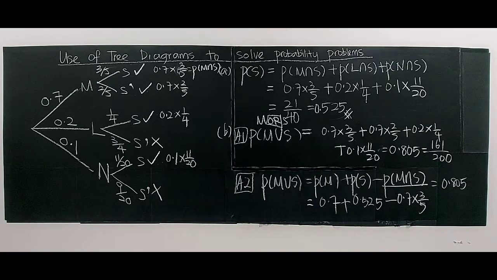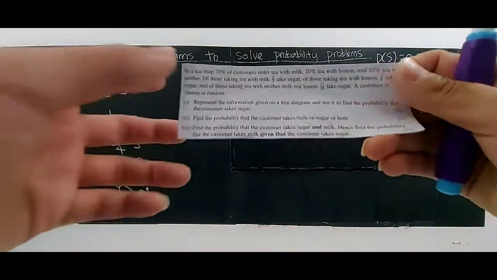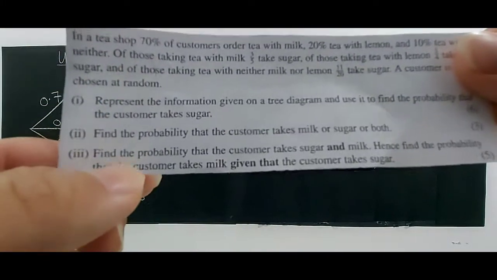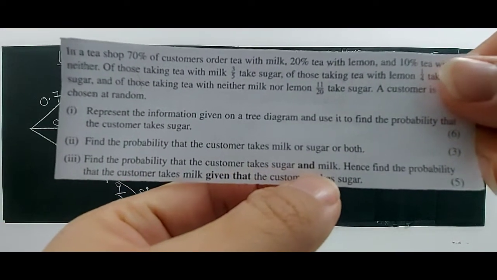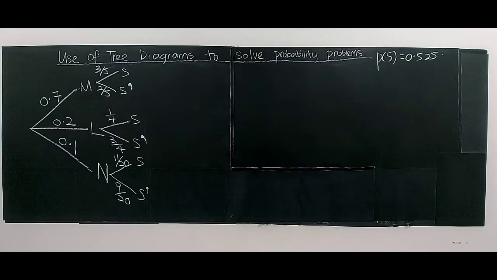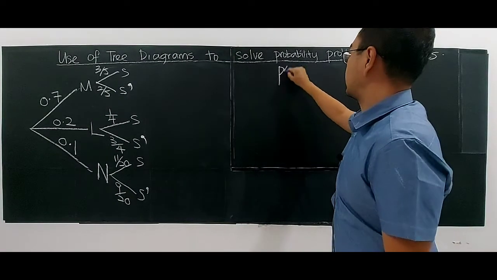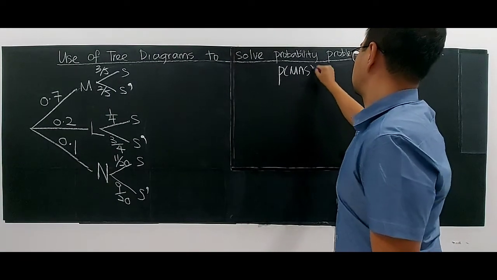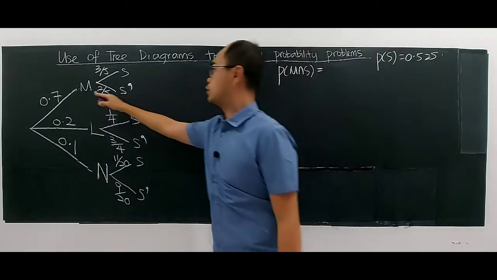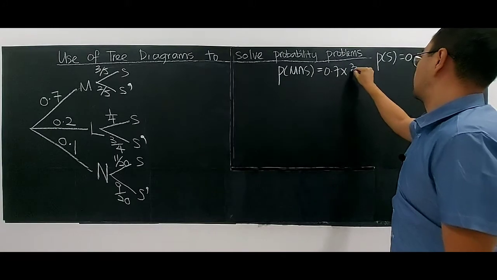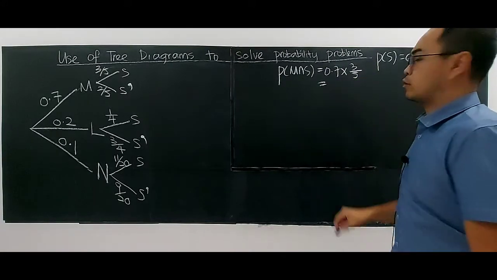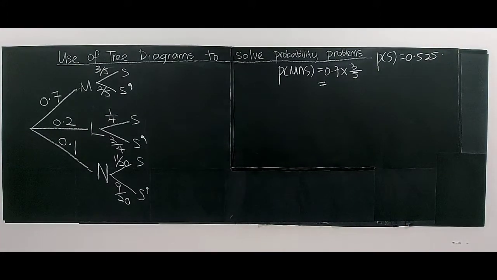Alright, let's look at part C. Let's continue answering this question. Find the probability that the customer takes sugar and milk. Very simple. The probability that the customer takes milk and sugar is 0.7 multiplied by 3/5, which gives you 0.42.